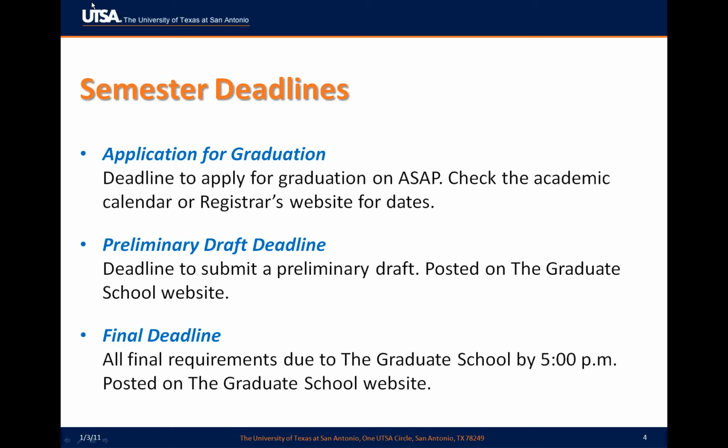And then the next deadline is the final deadline. This is the day that all final requirements are due to the graduate school by 5 p.m. if you are graduating in the semester. Again, just like the preliminary draft deadline, these are posted on our website. The final draft deadline is firm.